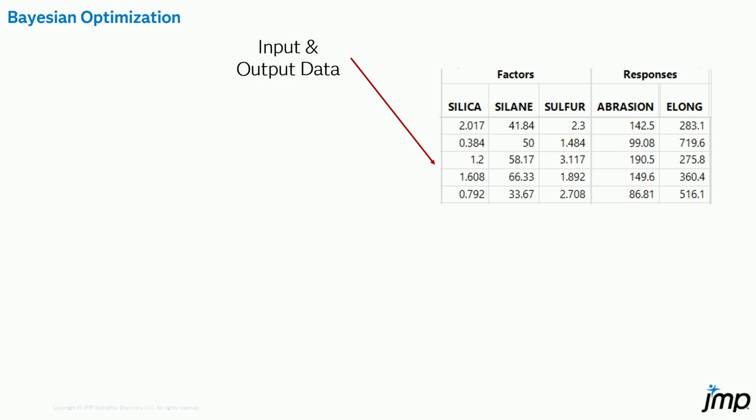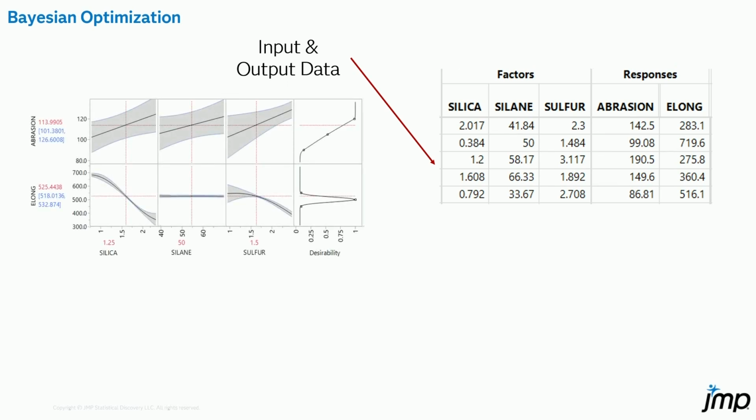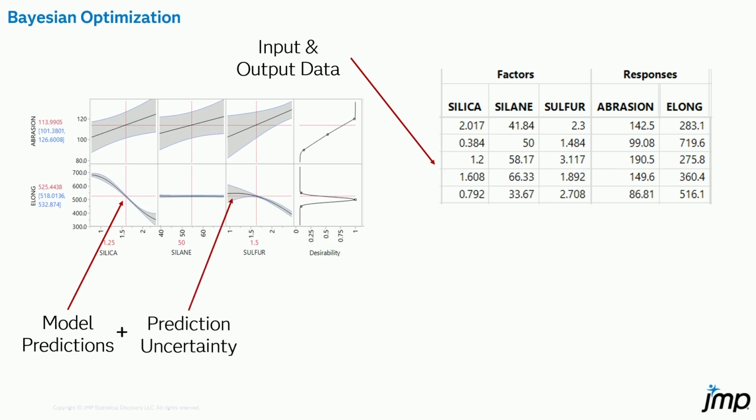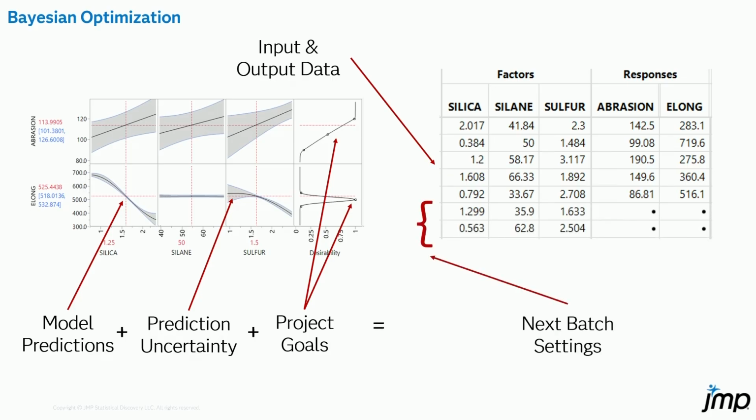Overall, the platform uses all the data, the responses, as well as the input variables. It fits Gaussian process models to all of the responses and combines those model predictions, their uncertainty measures, as well as the project goals as described by the desirability functions, and combines them all to determine the combination of recommendations that you should try next.